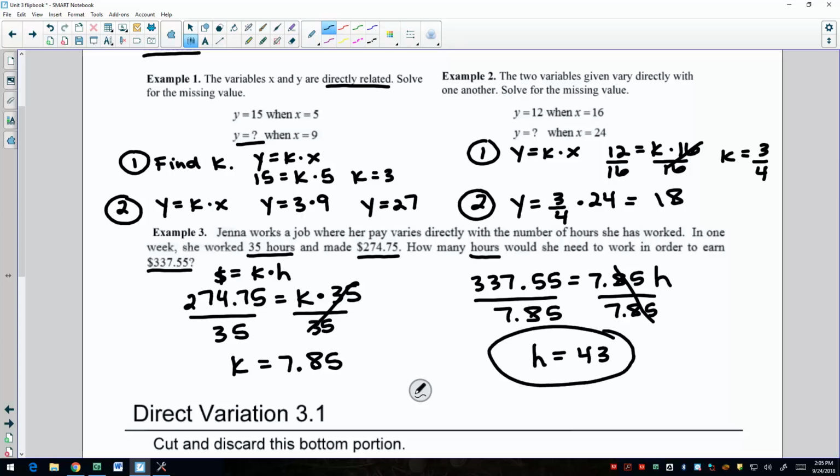So direct variation, make sure in the question it does say they vary directly, and you just have to set up your y equals k times x and solve for k if necessary before you can solve for x or y.